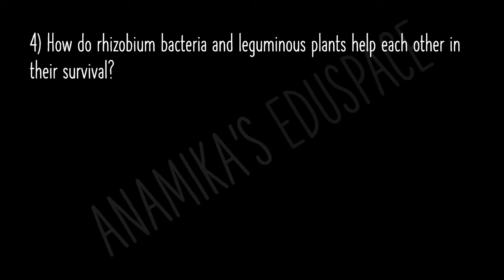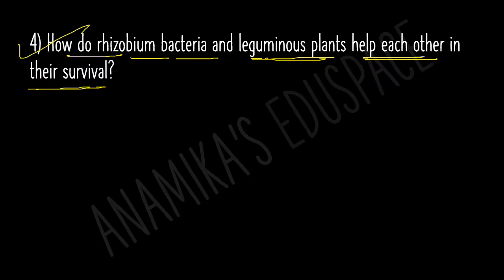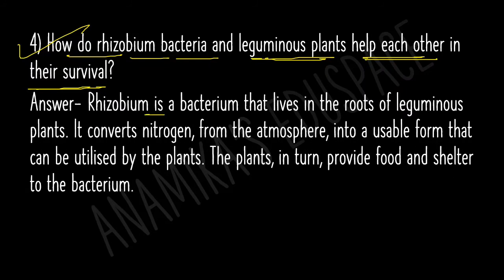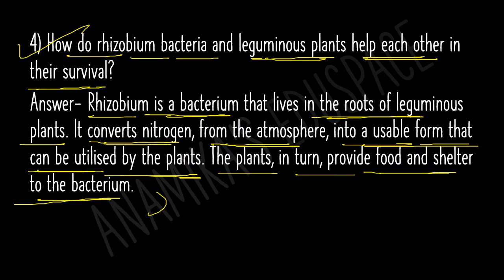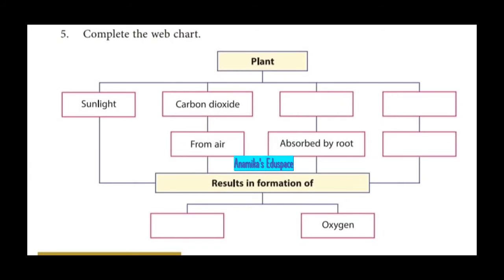Next question. Question number 4. How do rhizobium bacteria and leguminous plants help each other in their survival? Answer. Rhizobium is a bacterium that lives in the roots of the leguminous plants. It converts nitrogen from the atmosphere into a usable form that can be utilized by the plants. The plants in turn provide food and shelter to the bacterium. Clear, students?